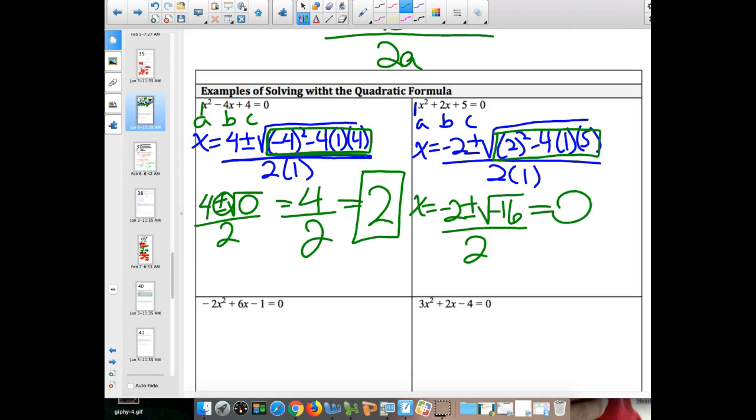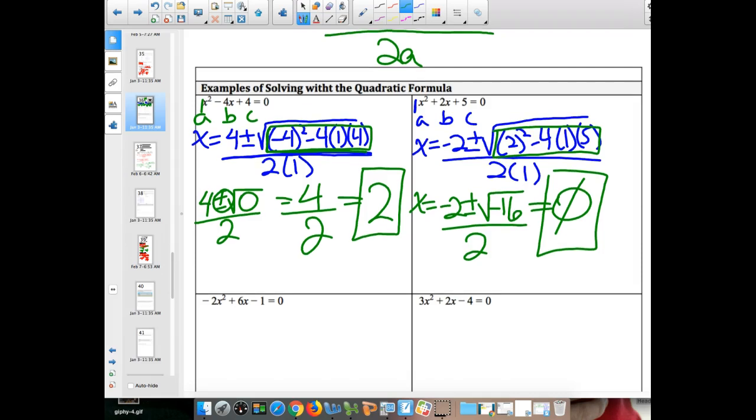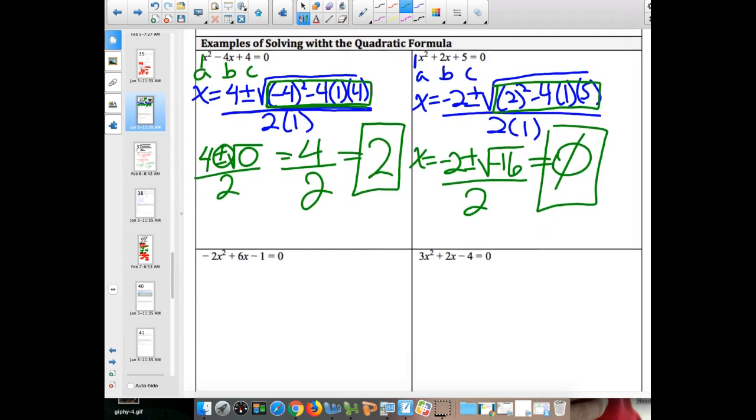So this is when we have no solution. This means our parabola is not crossing the x-axis, okay? So there is the difference between no answers and one answer. So I'll give you a hint. The next two will have 2 answers. So they'll all be a little bit different.